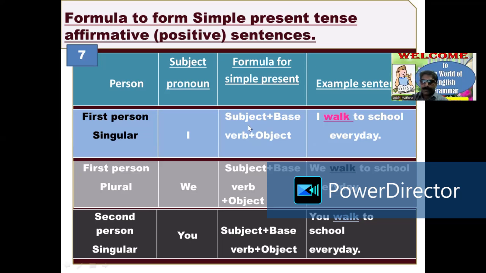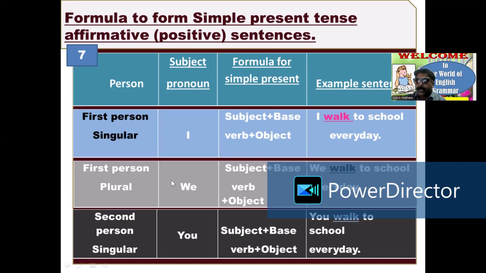Example, I walk to school every day. Here, I is the subject, walk is the base form of the verb, and to school every day is the object. For the first person singular I, we use subject plus base verb plus object.